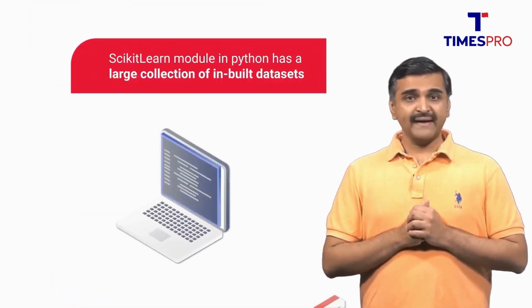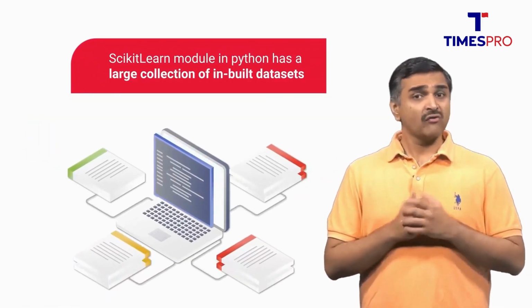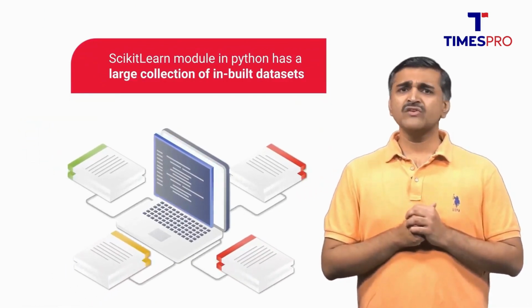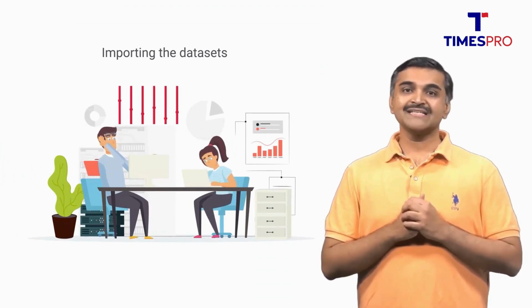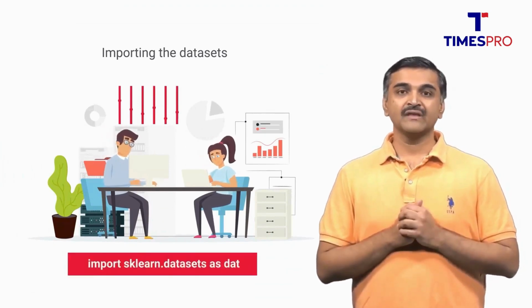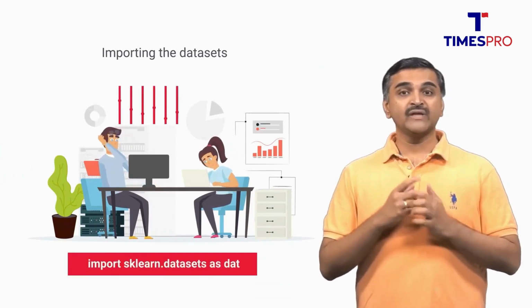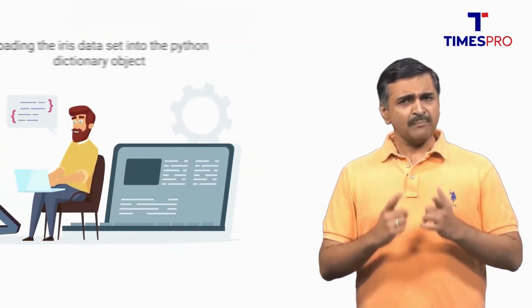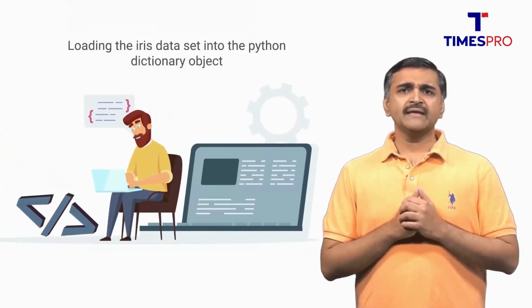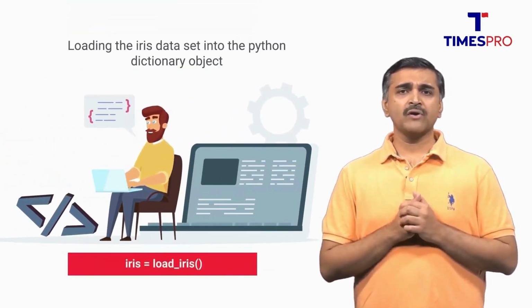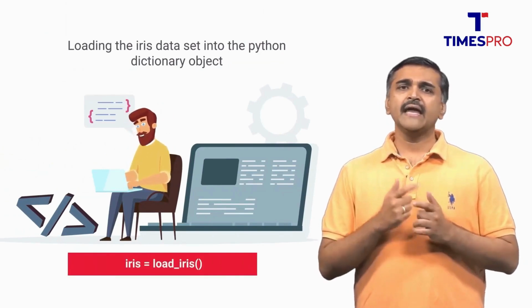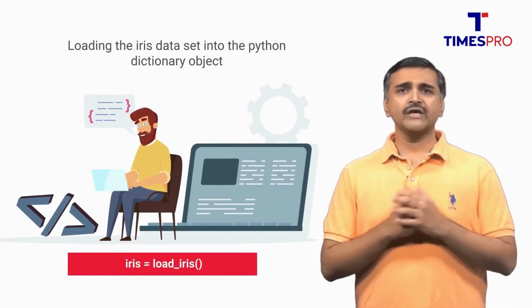The Scikit-Learn module in Python has a large collection of inbuilt datasets, which can be loaded using the below set of commands. First, we'll need to import the datasets module of Scikit-Learn. This is the command to do that. Suppose we want to load the built-in iris dataset, then the below command does the job of loading the dataset into a Python dictionary object.